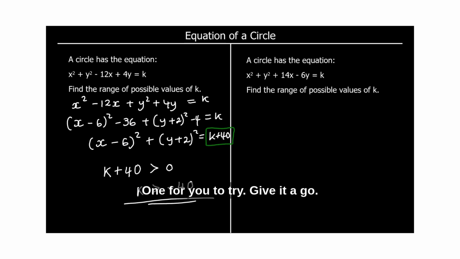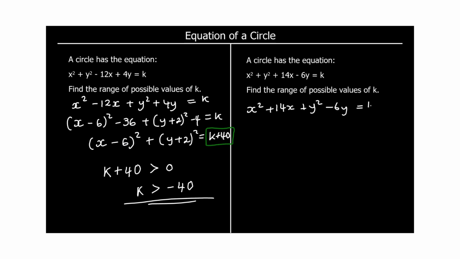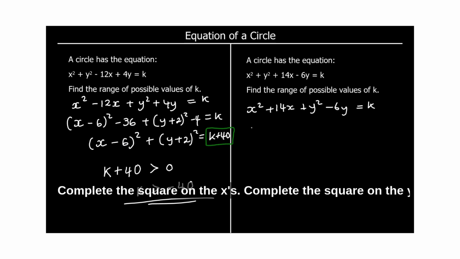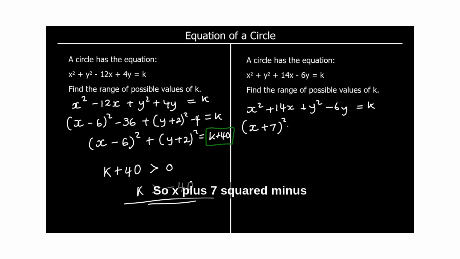One for you to try. Give it a go. So get the x's together. Get the y's together. Complete the square on the x's. Complete the square on the y's. So (x plus 7) squared minus 49 plus (y minus 3) squared minus 9 equals k.